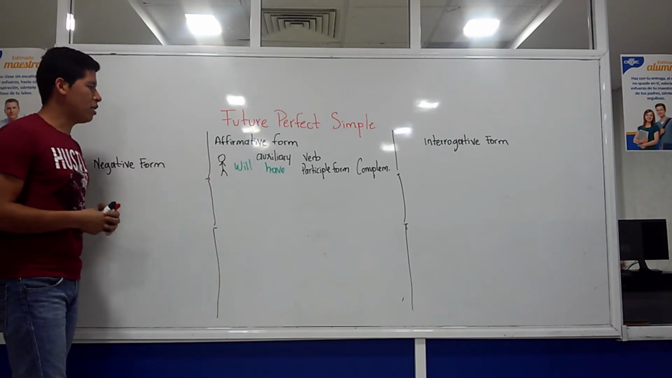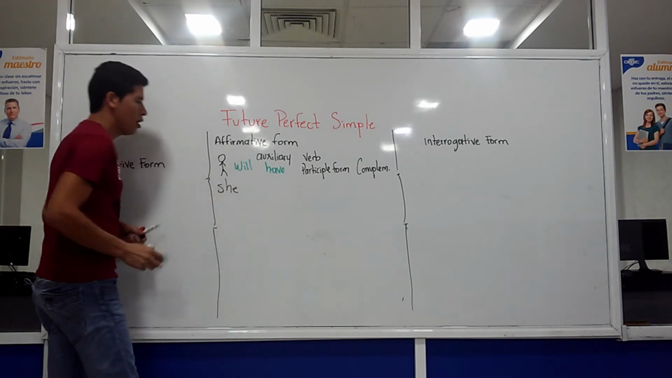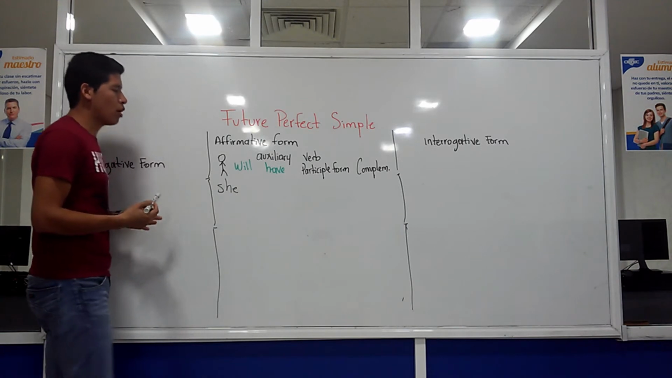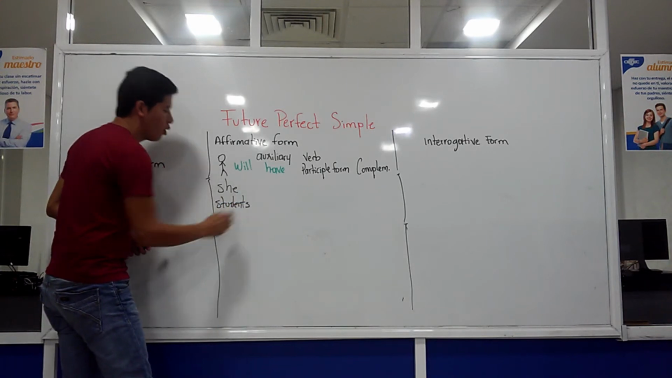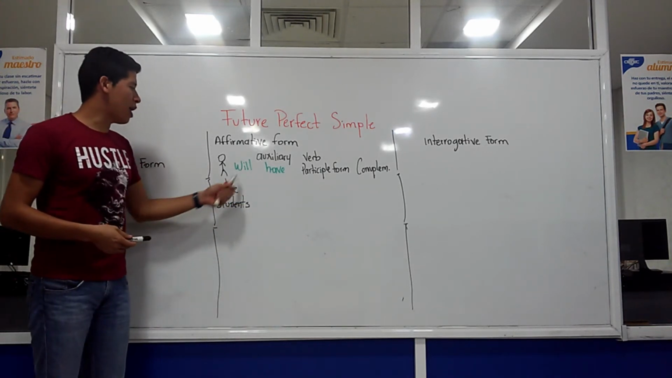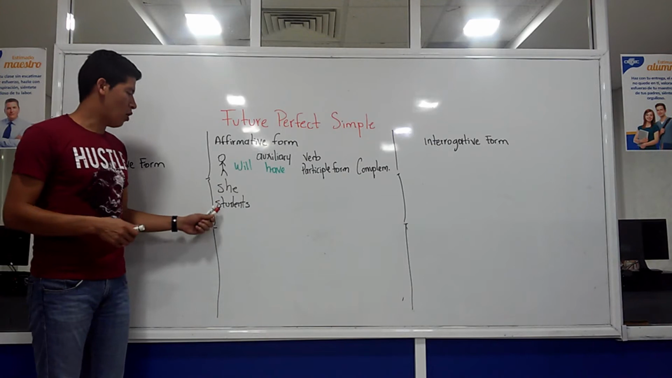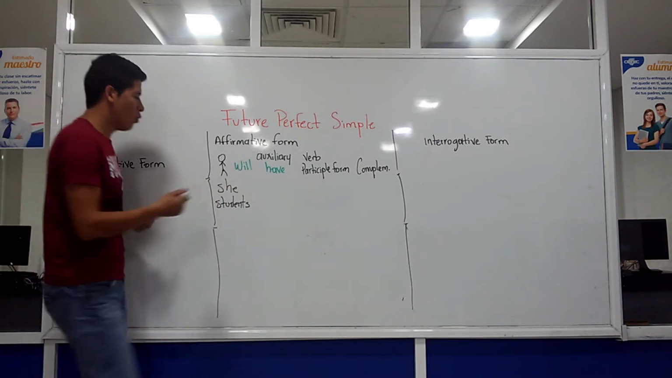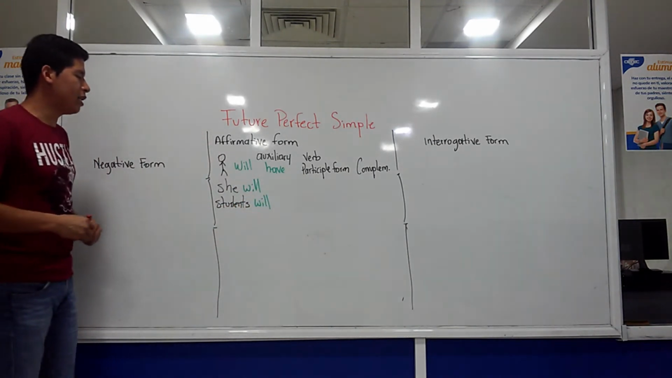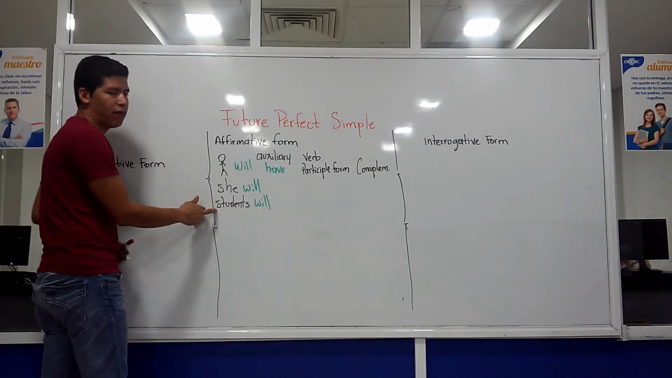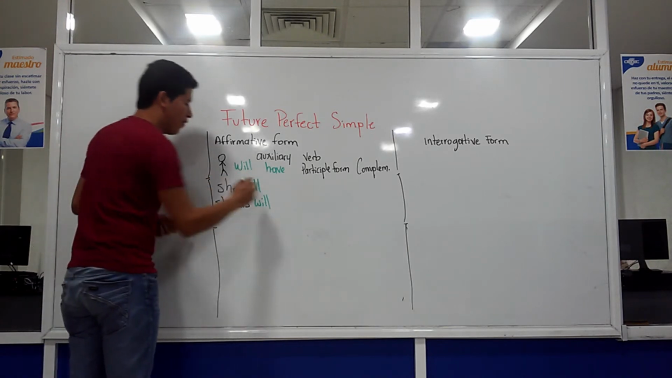Let's go. This is very easy because we are going to use the subject or the pronouns, okay? With all pronouns and all subjects, we are going to use will. We don't have problems because we use the auxiliary will with all pronouns and all subjects in English. For example, she or students, and always we are going to use will. When I talk in singular form or in plural form, it's the same with the auxiliary will, and then we are going to use have.